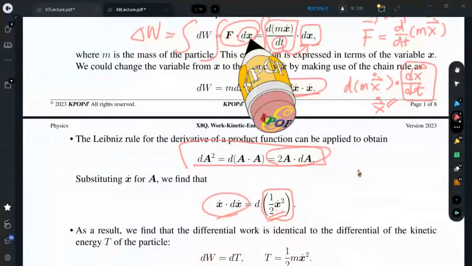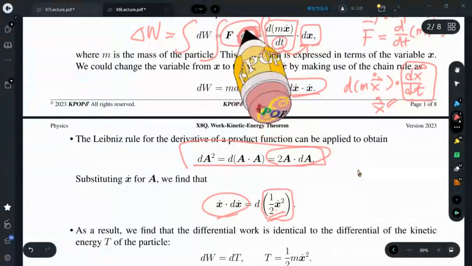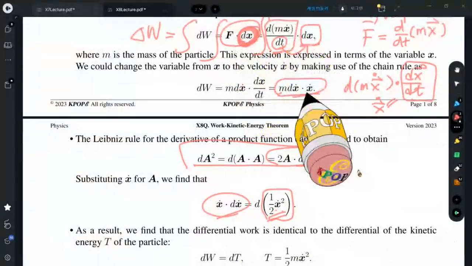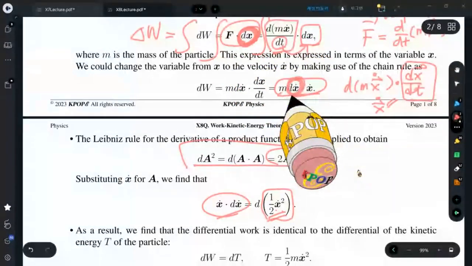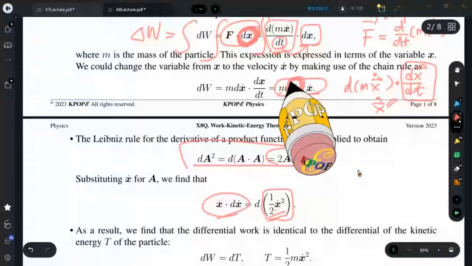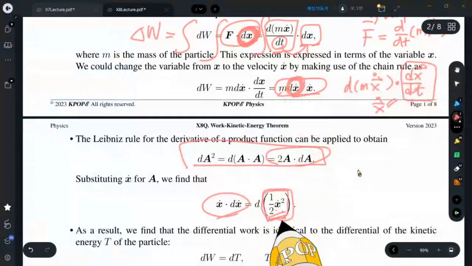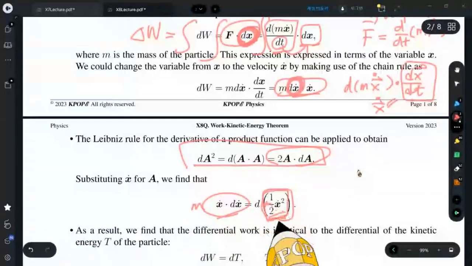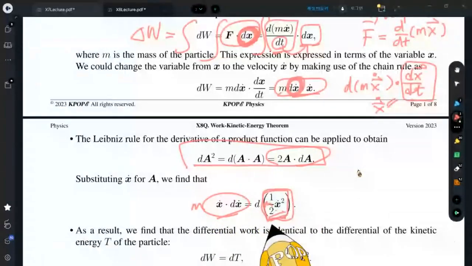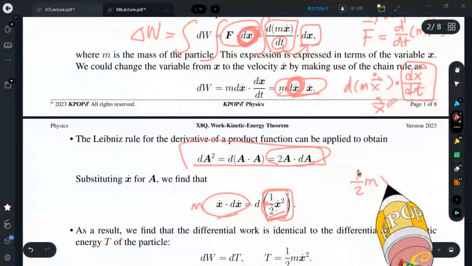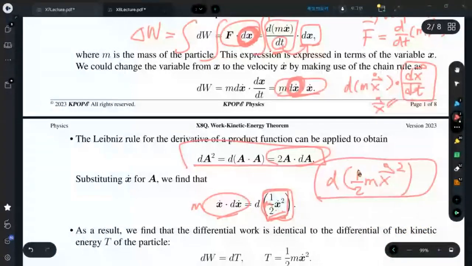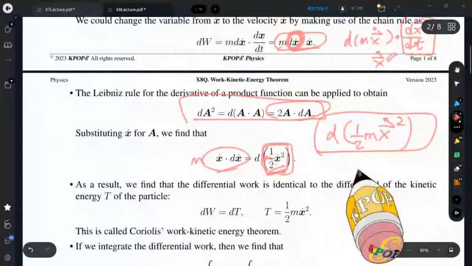As a result, in the beginning, we had an integral over x. In the middle, we have an integral over x dot, that is velocity, and we make another change of variable. We make an integral over a scalar that is, if I multiply m, what's that? We define this object to be kinetic energy.